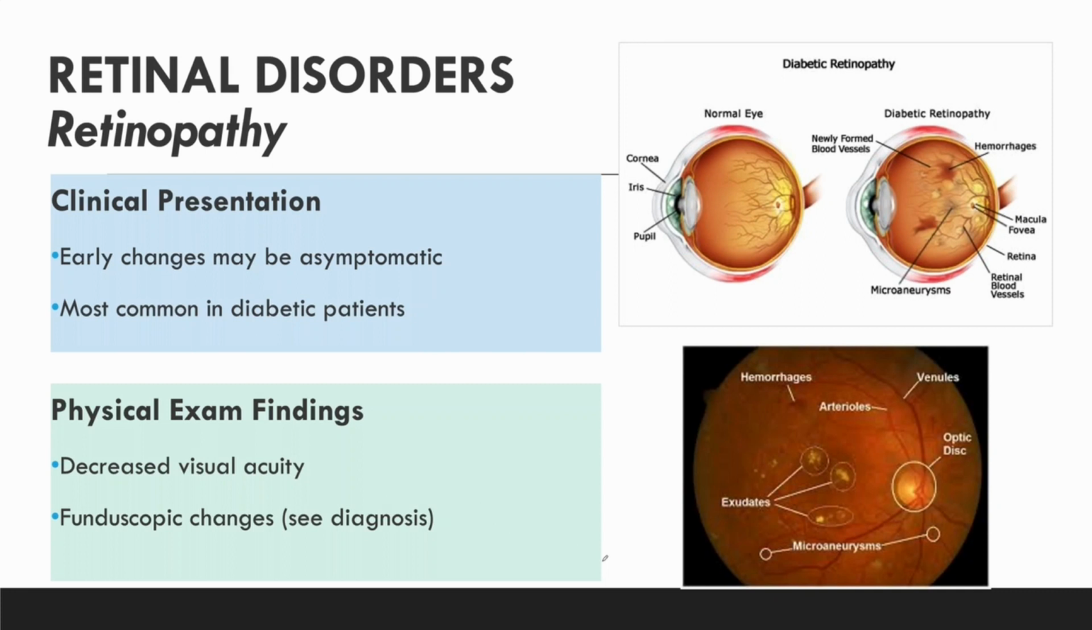And so most common in diabetic patients, again, decreased visual acuity over time, especially, is a gradual thing. And then fundoscopic changes, which we should start becoming familiar with a little bit. Some of the things that we tend to see in diabetic retinopathy are going to be some little hemorrhages, dot blot hemorrhages, exudates, cotton wool spots, microaneurysms, and again, towards the end, you're going to see more hemorrhaging and neovascularization.